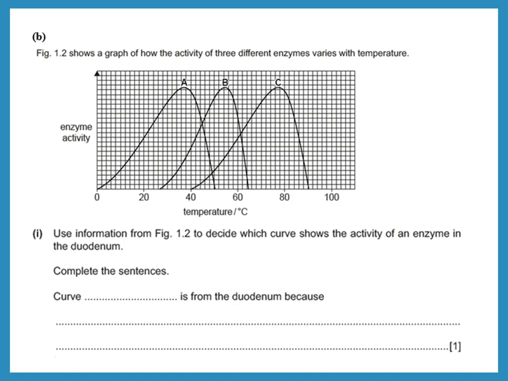The figure shows a graph of how the activity of three different enzymes varies with temperature. Complete the sentence. Curve which one is from the duodenum. Okay, these are curves that show temperature, and we said enzymes will need what kind of temperature? Enzymes need a temperature of about 37. So which of these has optimum temperature about 37? That is curve A. Can you see that curve A has an optimum temperature of about 37. So this is the enzyme that will work anywhere in the body, whether in the duodenum or anywhere in the body.